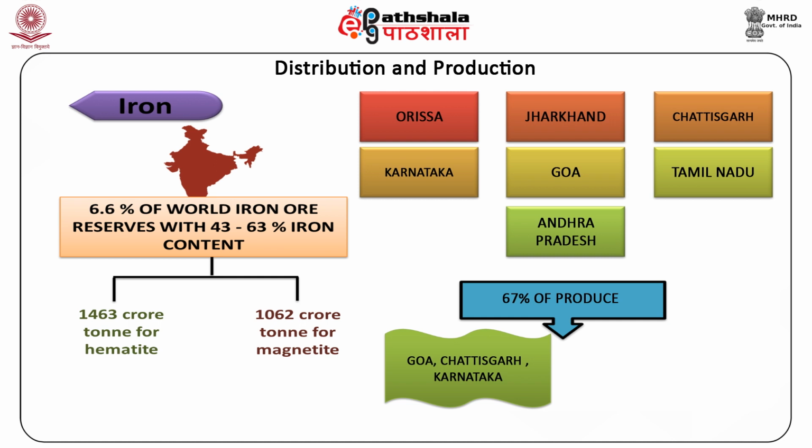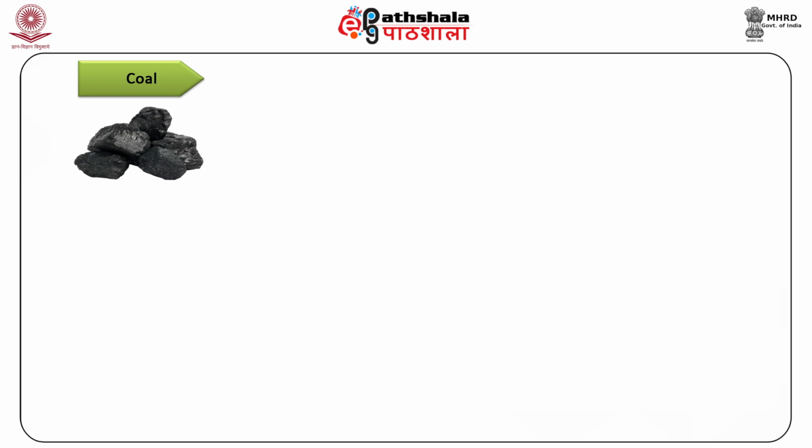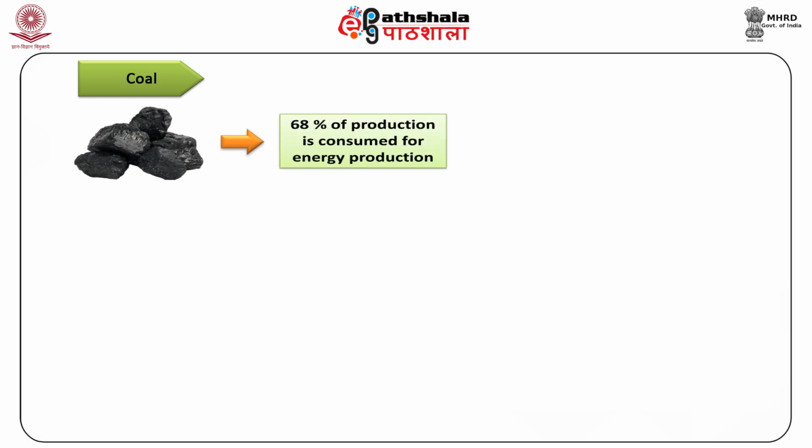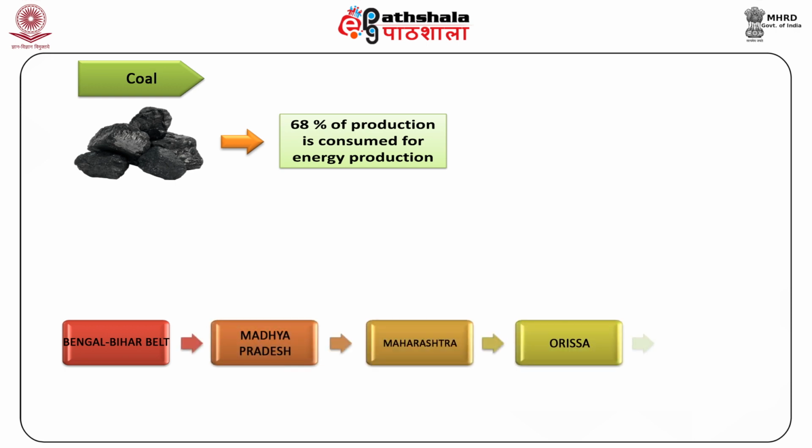Some of the newly explored mines include Kiruberu and Bailadilla mines. India exported iron ore worth 28,300 crores in the year 2009-2010. Coal, the foremost source of energy, has 68% of its production consumed for energy production. With over 180 billion tons of reserves, the major production occurs in the Bengal-Bihar belt, followed by Madhya Pradesh, Maharashtra, Orissa, and Andhra Pradesh. Coal faces a critical policy analysis due to failure of mine allocation.